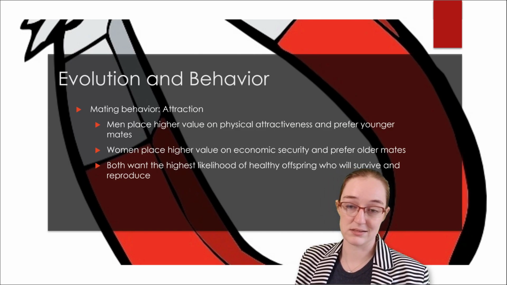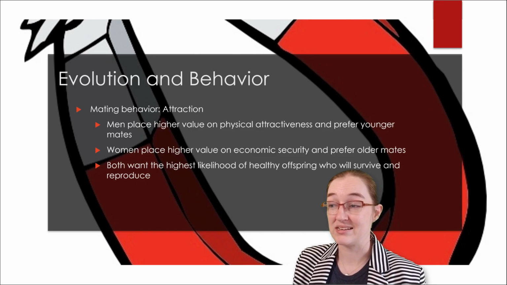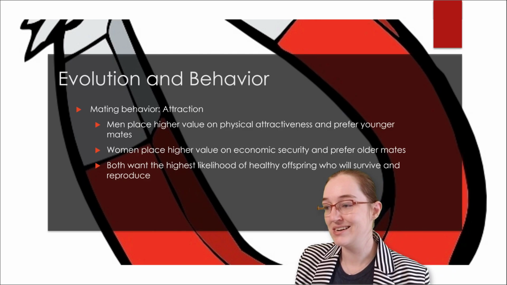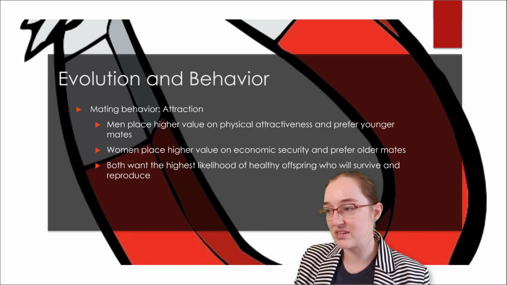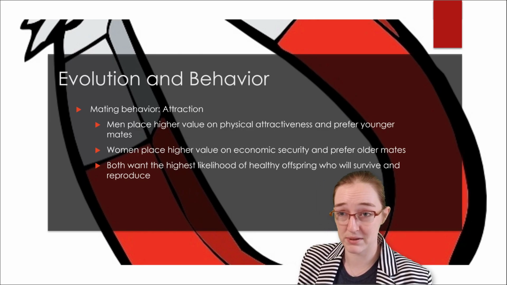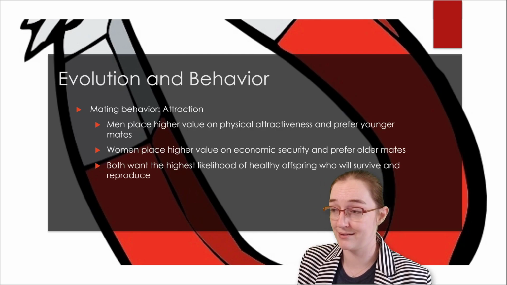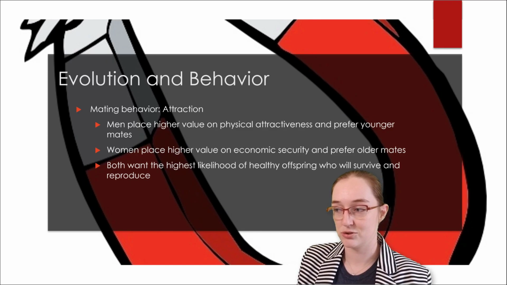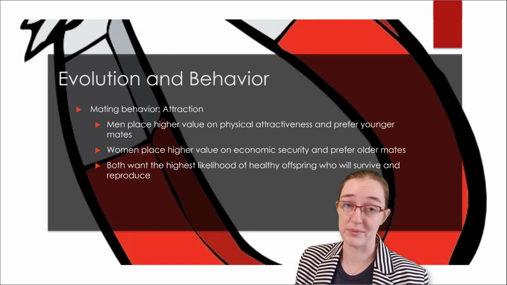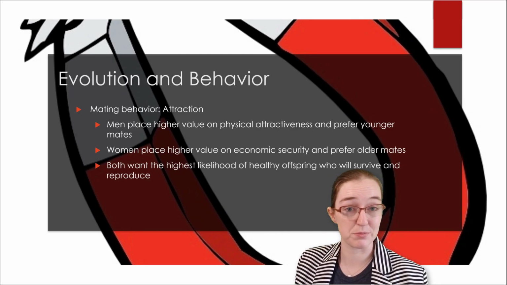While women place more value on economic security and tend to prefer older mates because they're more likely to have accumulated status and resources. But the goal is the same. They both want the optimal survival. So a man wants a woman who can produce good, healthy babies and stick around to take care of them, while a woman wants a man to be able to provide so she can dedicate her time and energy to taking care of those babies. And older men, more economic security. So that's the idea. Both of them want healthy offspring that'll survive.